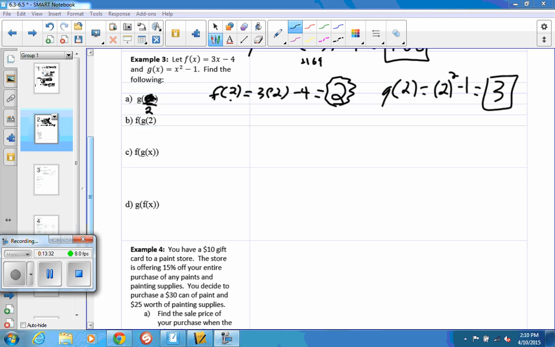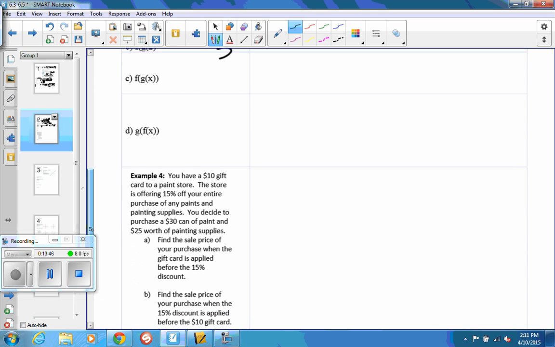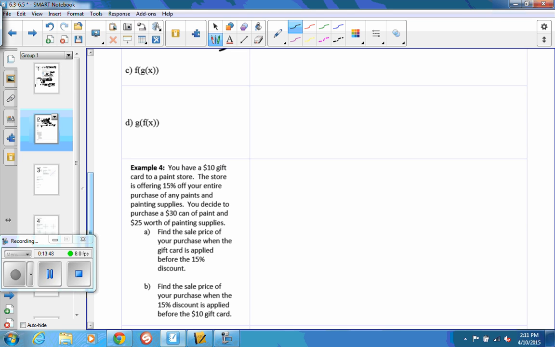Do I need to work through B, or did everybody get 5? No shame in saying no, please work through it. We're good? Okay, so C and D are a little weirder, right? Some of you went on and tried it. Awesome. Way to go. f of g of x.